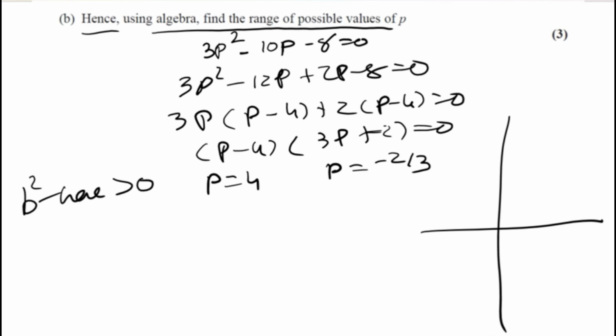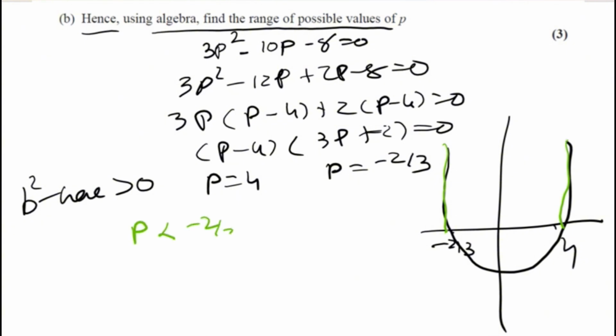So in that case we are getting minus 2 over 3 here and 4 is here. This type of graph we are getting. To find where it is greater than 0, we have these two parts that satisfy our inequality. So I can write P less than minus 2 over 3 and P greater than 4. So this is our answer for the range of the possible values of P for this question.